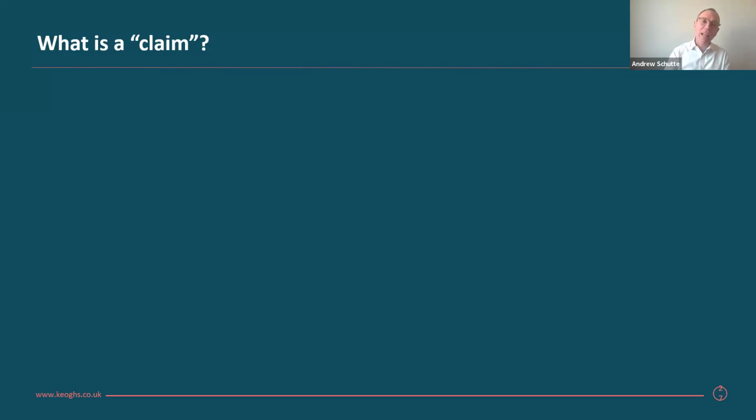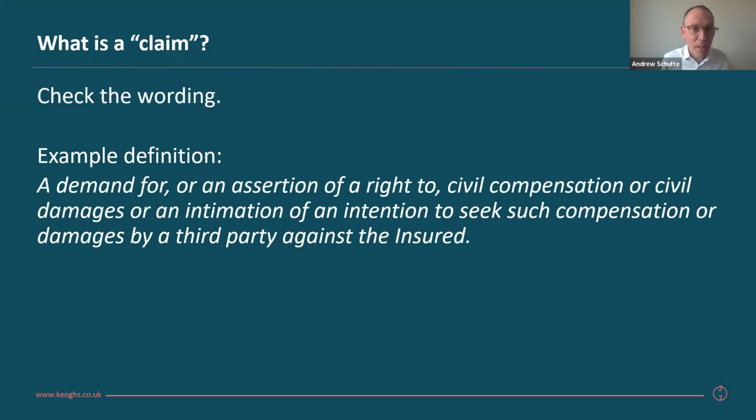But first of all, let's define our terms on what a claim is, because clues in the title, we're covering claims made during the policy period. What is a claim, Andrew? I'm going to tell you. Well, first of all, check the wording, because the wording may well define claim. A popular definition would be this one. So it's a demand or an assertion of a right to basically money off the insured. You've done a bad thing, now you've got to pay me. Civil compensation or civil damages. Or I'm going to sue you, an intention to seek compensation by a third party against the insured.